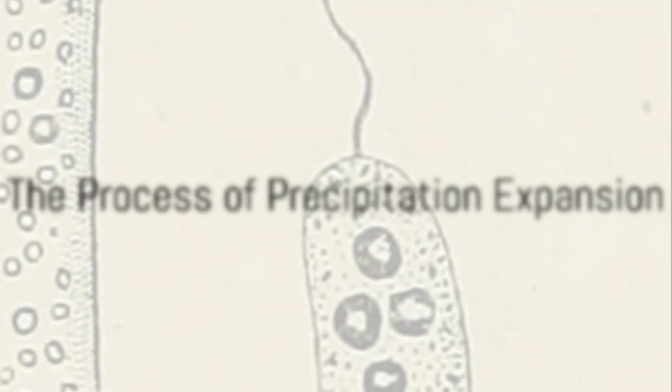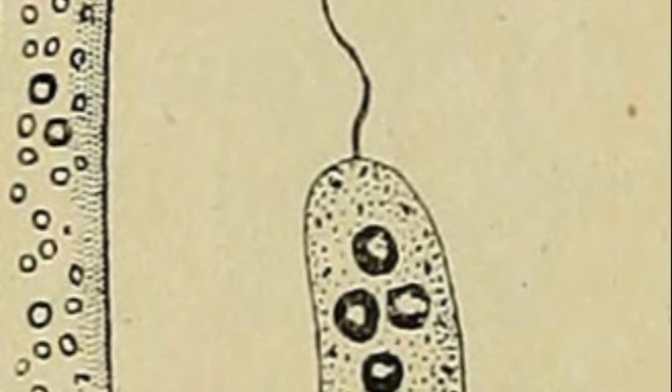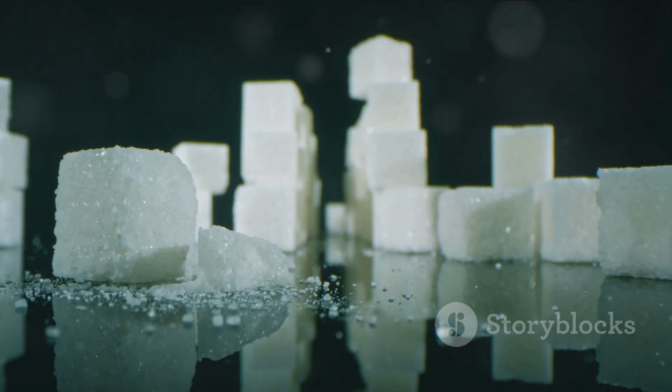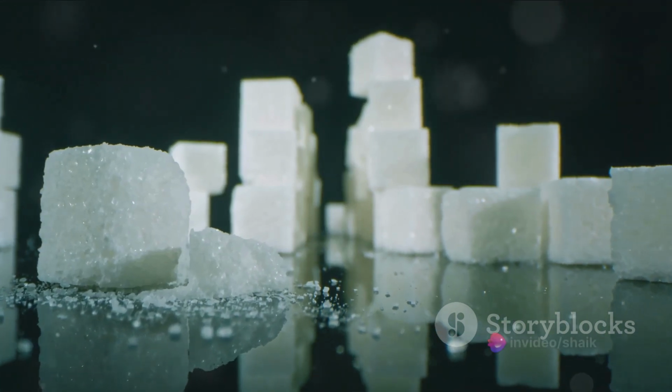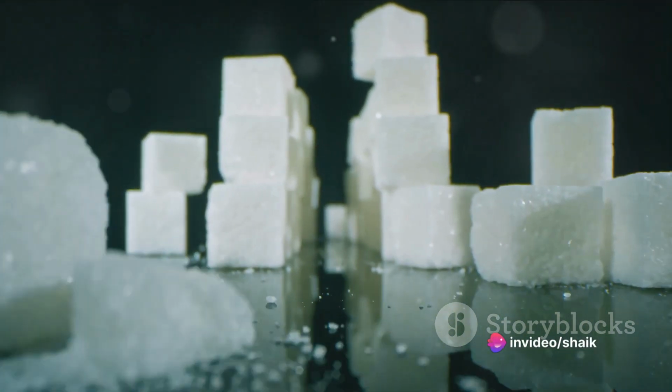Imagine this. You have a cup of piping hot water and you dissolve some sugar into it. As the water cools down, the sugar begins to separate from the water, forming little crystals at the bottom of the cup. But here's the intriguing part. These sugar crystals take up more space than when they were dissolved in the water.